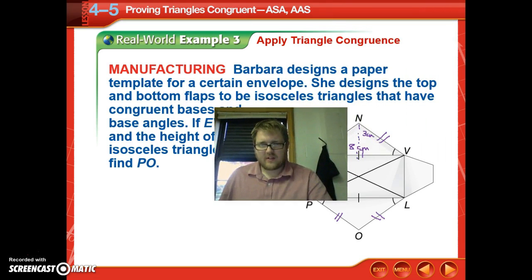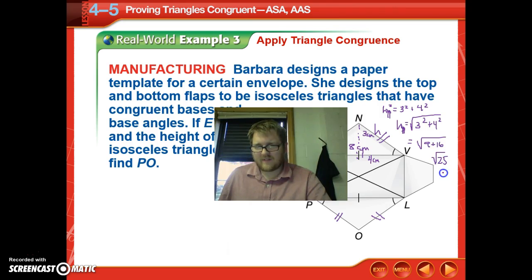This height of 3, we know that the midpoint divides this 8 centimeter line in half, so we've got a base of 4. So essentially we've got the hypotenuse here. The hypotenuse squared equals 3 squared plus 4 squared, so the hypotenuse is the square root of 25, which is 5. So the length of each isosceles triangle side, these 4 that we marked out, are all 5s.